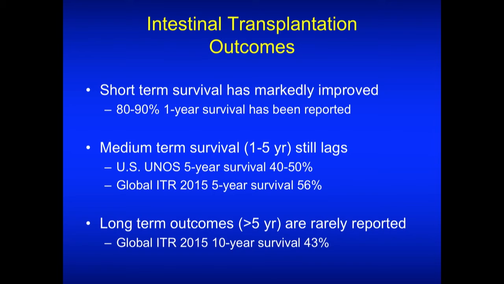Now, the intestine is also what we call a very immunogenic organ. That is, it is very prone to rejection. It is a very immunologically active organ. And so we have to give these patients a lot of anti-rejection medications in order to prevent rejection. And yet rejection is still one of the most common causes of graft loss after intestinal transplantation.